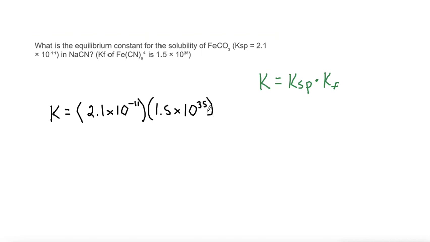Grabbing my calculator, I get 2.1 EE negative 11 times 1.5 EE 35 is 3.15 times 10 to the 24. And that would be the equilibrium constant.